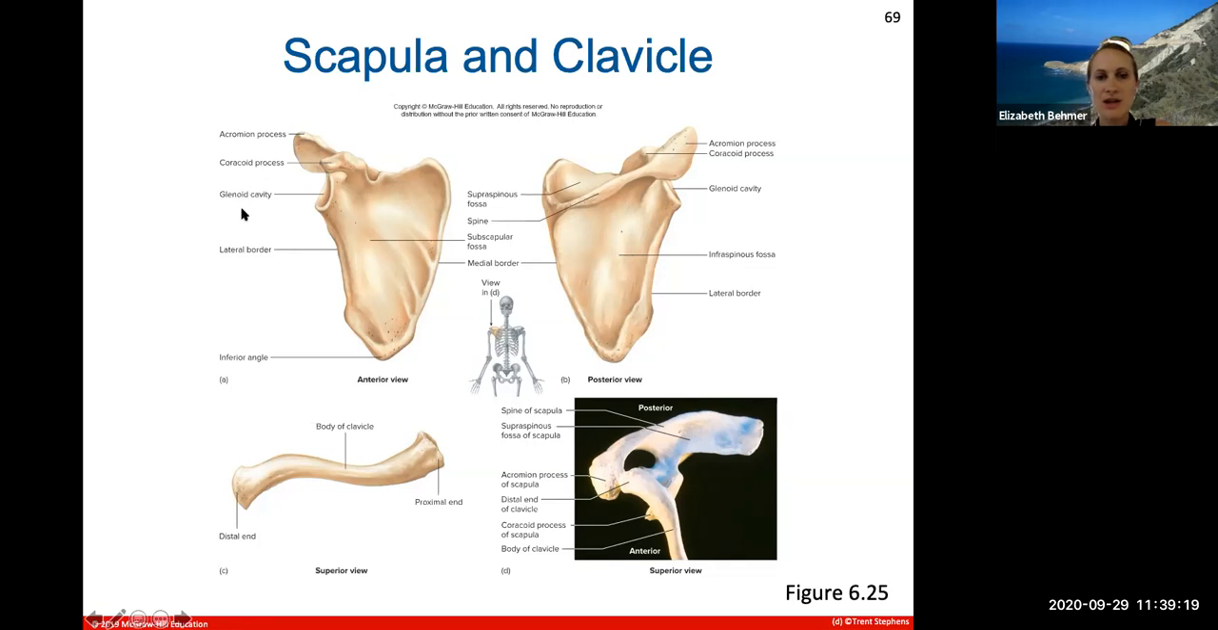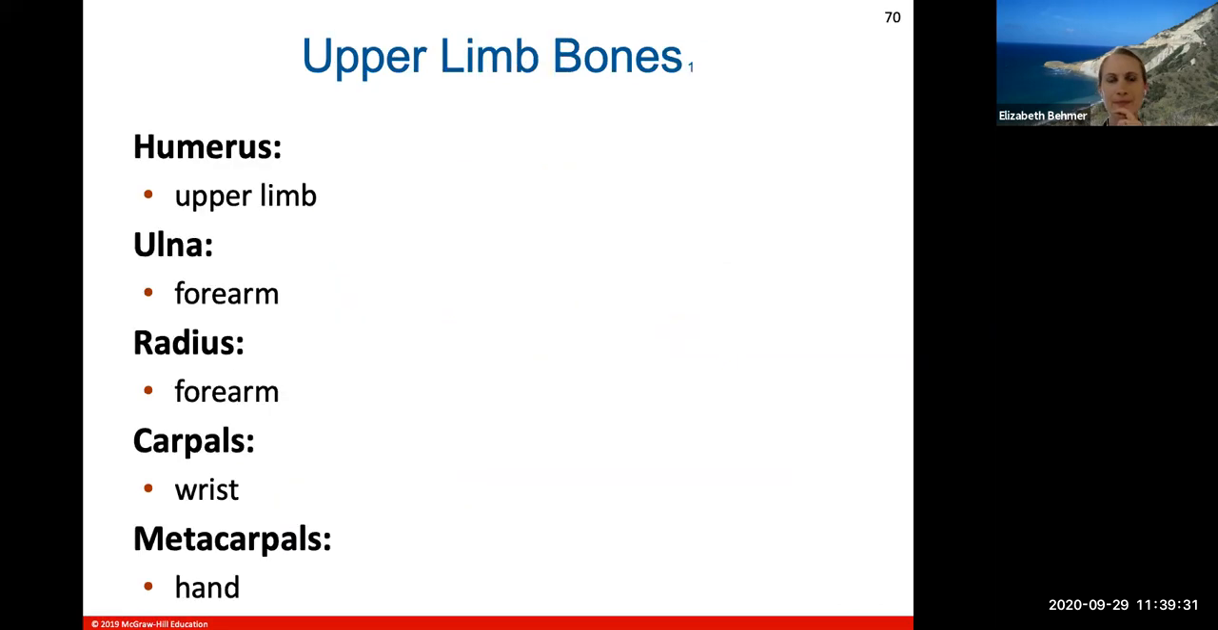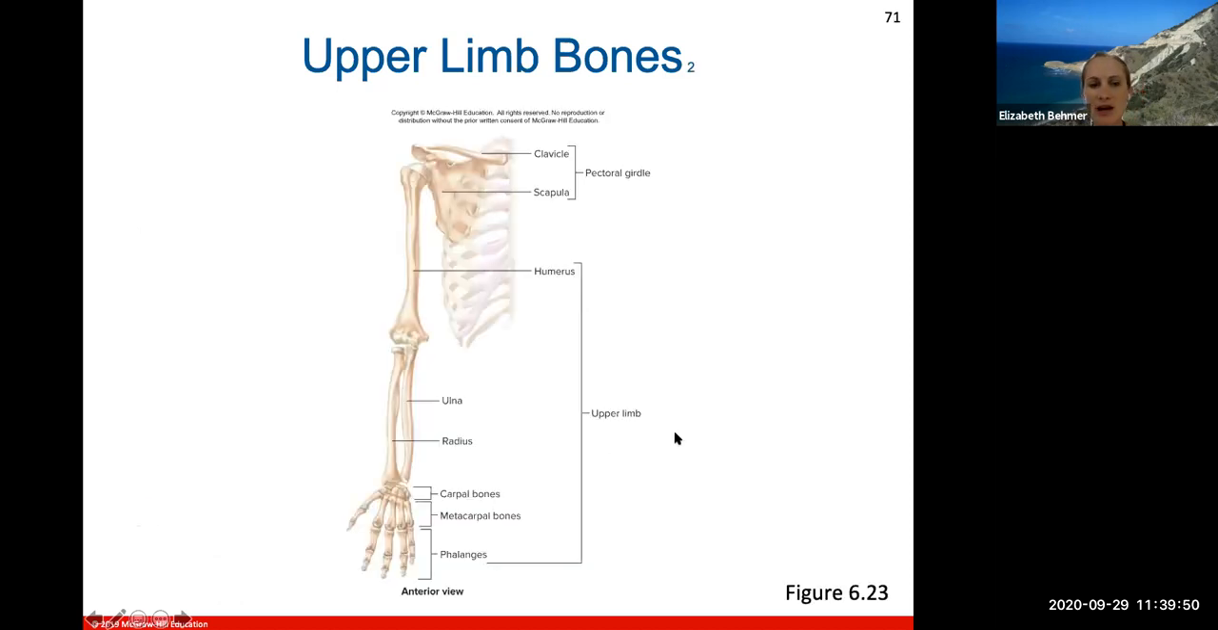So there is your clavicle, and there's a distal and a proximal end to the clavicle. The proximal end will be what attaches to your sternum. And those are the main markings on the scapula and clavicle. Here are the upper limb bones, and this gives you the anatomical name for the upper limb bones, and then the more generic term. So the ulna and radius are in your forearm, the humerus is in your upper limb, and the carpals and metacarpals are listed there. And this is, again, picturing the upper limb bones for you.